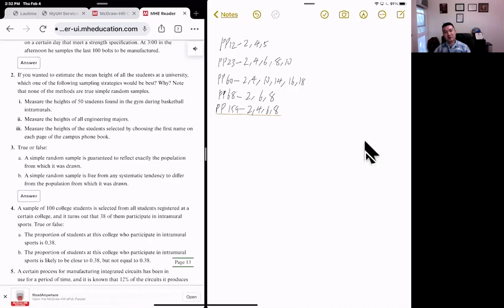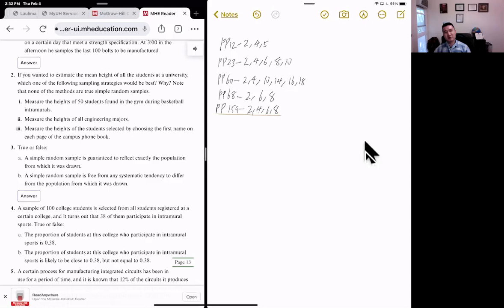First one, measure the height of the 50 students found in the gym during basketball intramural. Of course, that will overestimate the average height, right? A basketball player will be taller, much taller than average students.